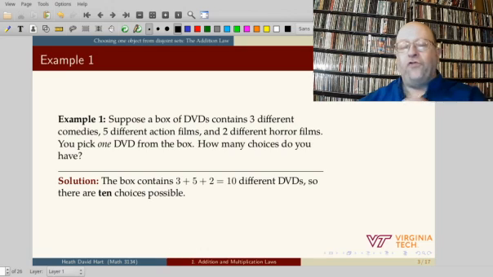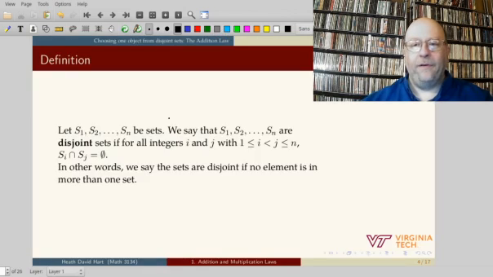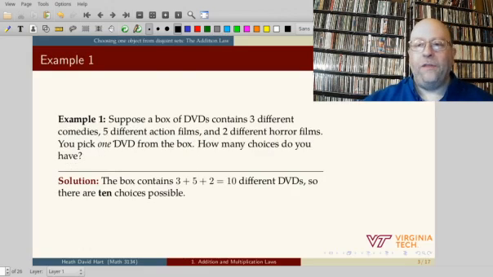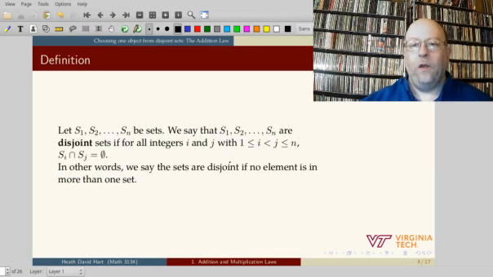I've just described the set of comedies, the set of action films, the set of horror films, but if they're all in the box and I pull 1 DVD out, there are 10 possible outcomes. Easy example. We'll do some more complicated ones in a moment, but that's the idea. The important thing is that these groupings, comedies, action films, and horror films, did not overlap. We were not double counting any movies in the process. And we call that disjoint sets.